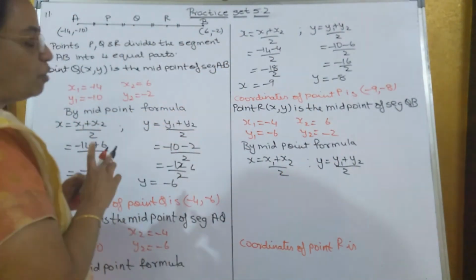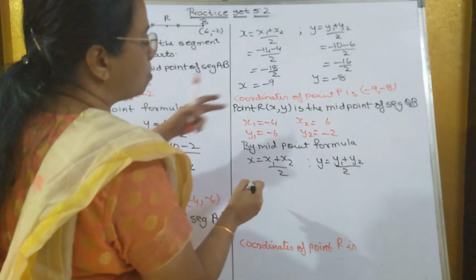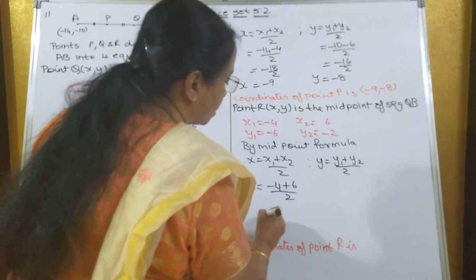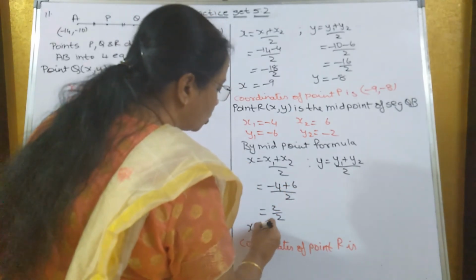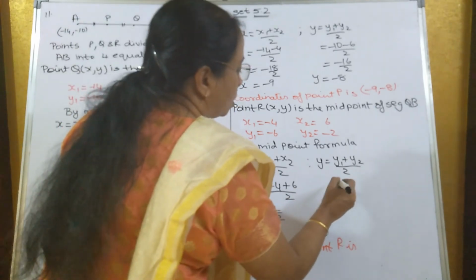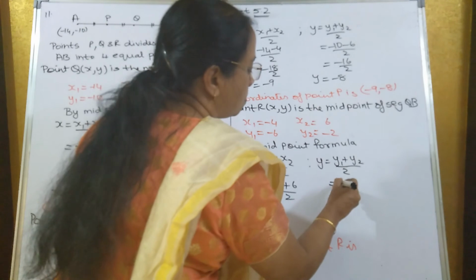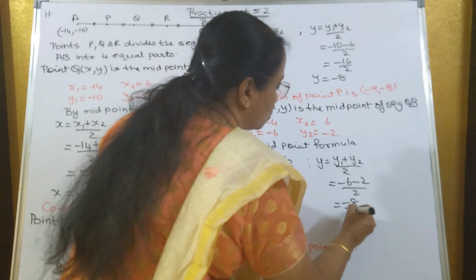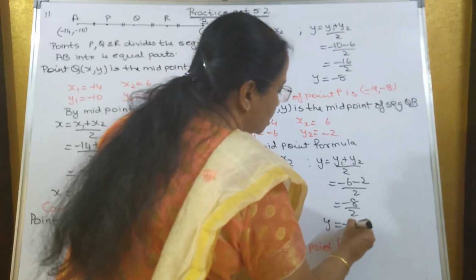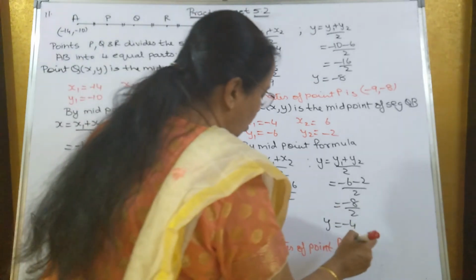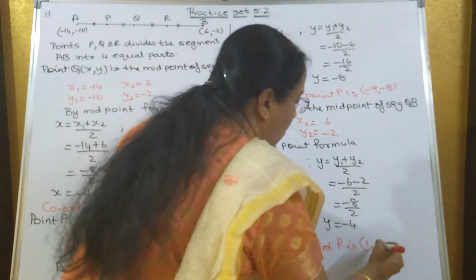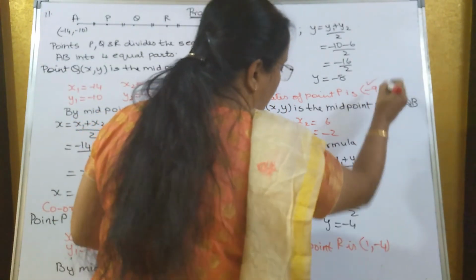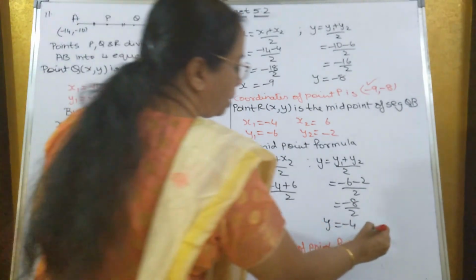Now by midpoint formula, write down the formula. That's equal to minus 4 plus 6 upon 2, that's equal to 2 upon 2. So x is equal to 1. Y is y1 plus y2, minus 6 minus 2 upon 2, that's equal to minus 8 upon 2. That's y is equal to minus 4. So the coordinates of point R is 1 and minus 4. So this way we have found out the coordinates of point P, point Q and point R.